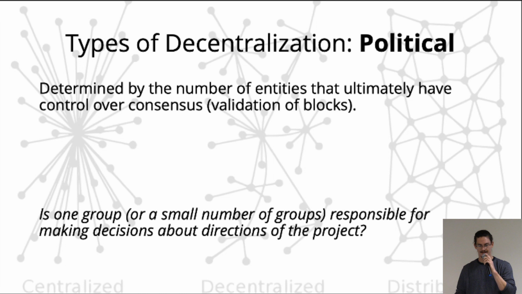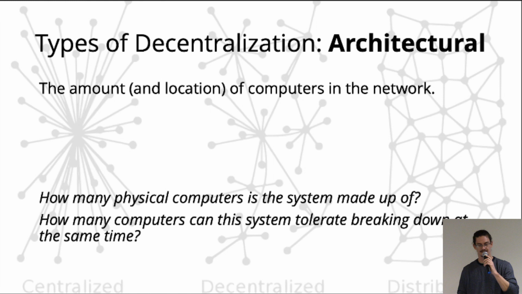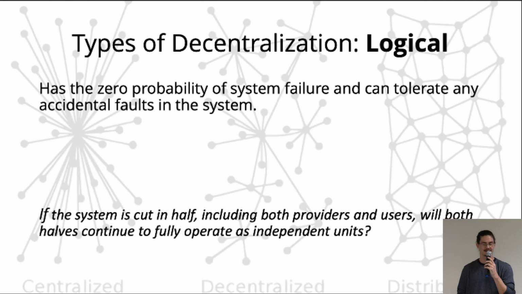And in that article, he talks about three different types of decentralization, the first being political. So when you want to find out if your blockchain project is politically decentralized, the great question you can ask is, is one group or a small number of groups responsible for making decisions about the direction of the project? Second is architectural decentralization. And if you want to inquire as to how decentralized your network is, you can ask how many physical computers is the system made up of, and how many computers can the system tolerate breaking down at the same time. And then lastly, there's logical decentralization. And to find out if your network's logically decentralized, ask yourself, if the system is cut in half, will both the providers and the users be able to fully operate as independent units?